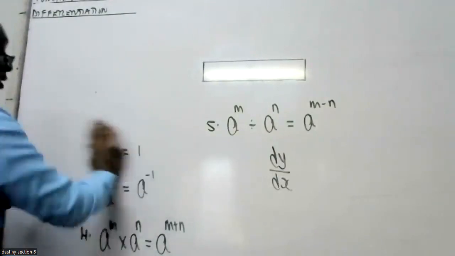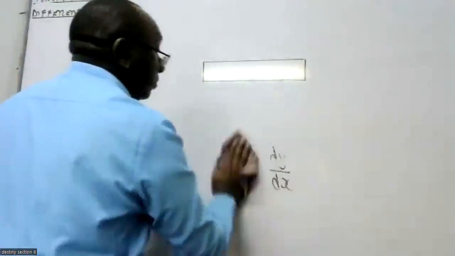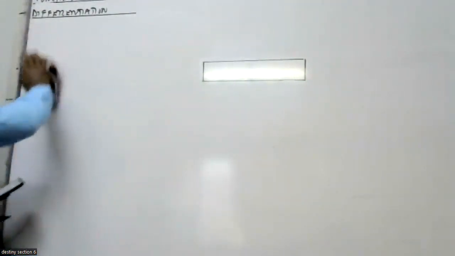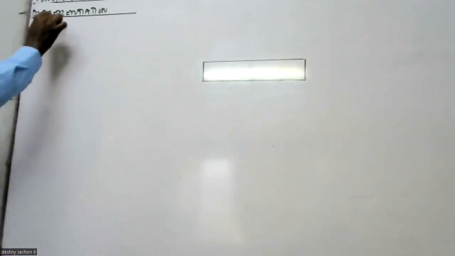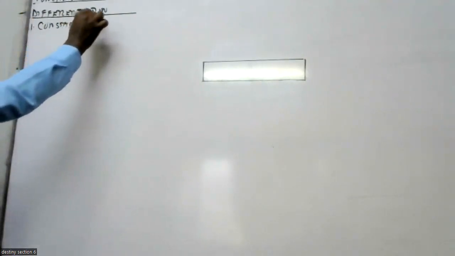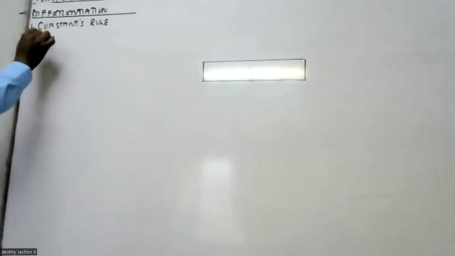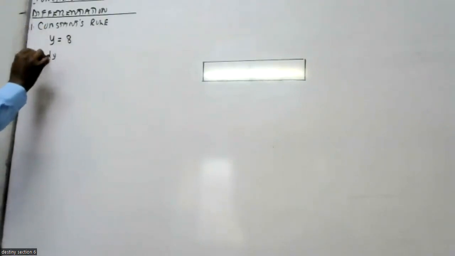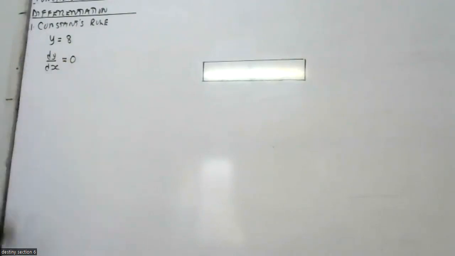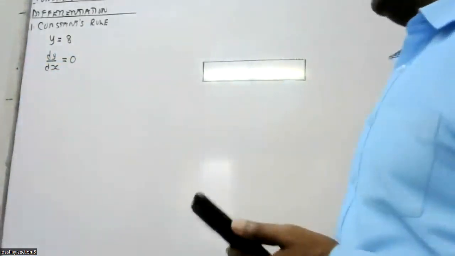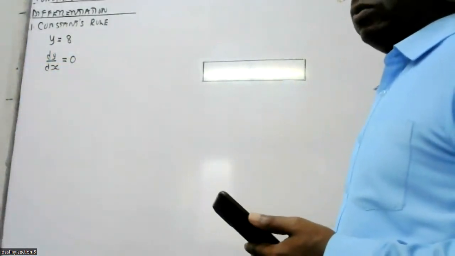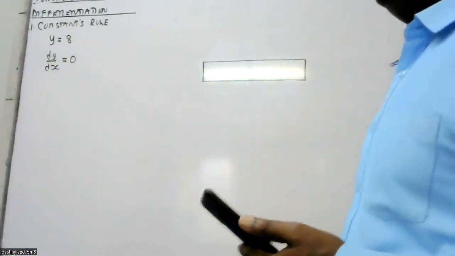I'm going to highlight them, maybe not all of them. The first one, number one, is called the constant rule. According to the constant rule, the differential of a constant is always 0. Write the constant rule, then write y is equals to 8, dy dx is 0. Just write that. The differential of a constant is always 0.